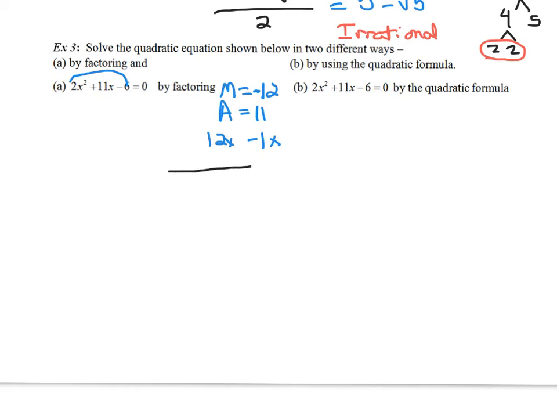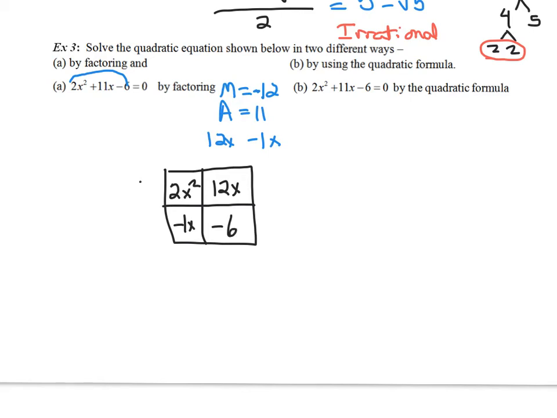I like the box method. If you prefer grouping, you can go ahead and do that. So let's just review our box. I'm going to put a 2x squared right here. These two go in either of my diagonal spots. So I can say 12x and negative 1x here, and then negative 6 at the end.